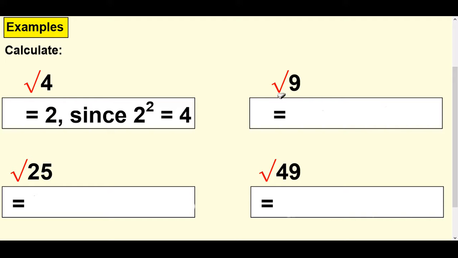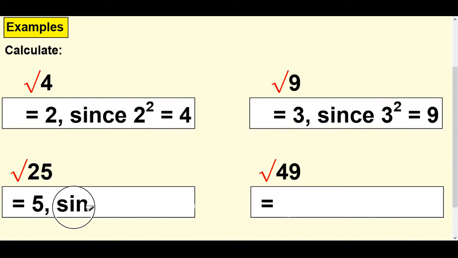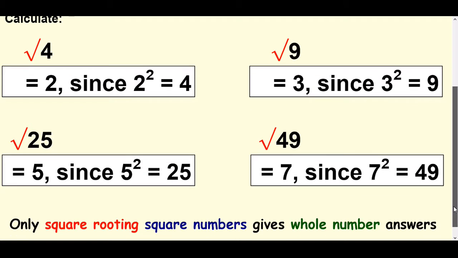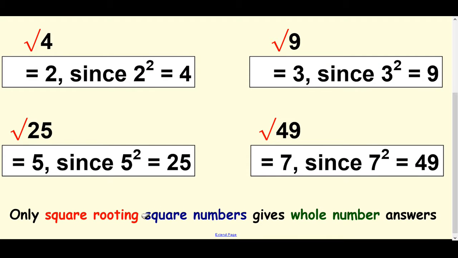The square root of 9 is 3, because 3 times 3 makes 9. The square root of 25 is 5, because 5 times 5 makes 25. And the square root of 49 is 7, because 7 times 7 makes 49. Now again, only square rooting square numbers gives whole number answers. They're all square numbers, all these.